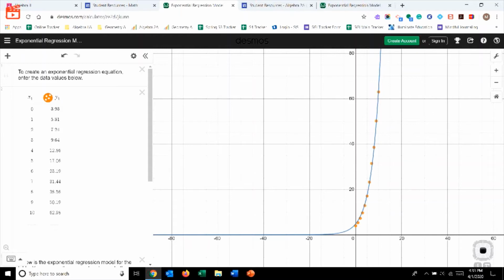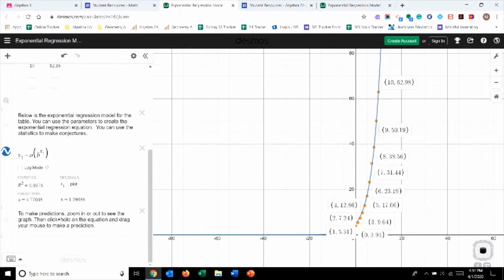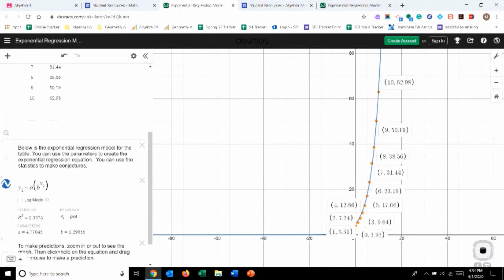So then we look at the graph. So each of these orange points, or the points that we plotted, if you look at the graph, it looks like most of these points are on that exponential graph. So now let's scroll down and let's look to see what the coefficient of determination is. And it is 0.9975, which is really close to 1, which is really good. This means that these points fit an exponential model.